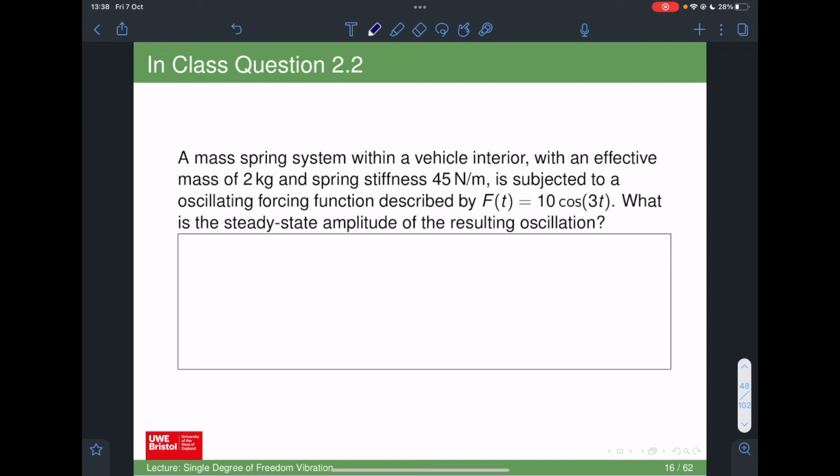Now, do you want to have a go at this without me helping you, and then we'll go through the solution? I think we've got time. I've got a few of these in-class questions, but I don't want to run out of time. So I'll give you 5 minutes, and then we'll go through the solution.